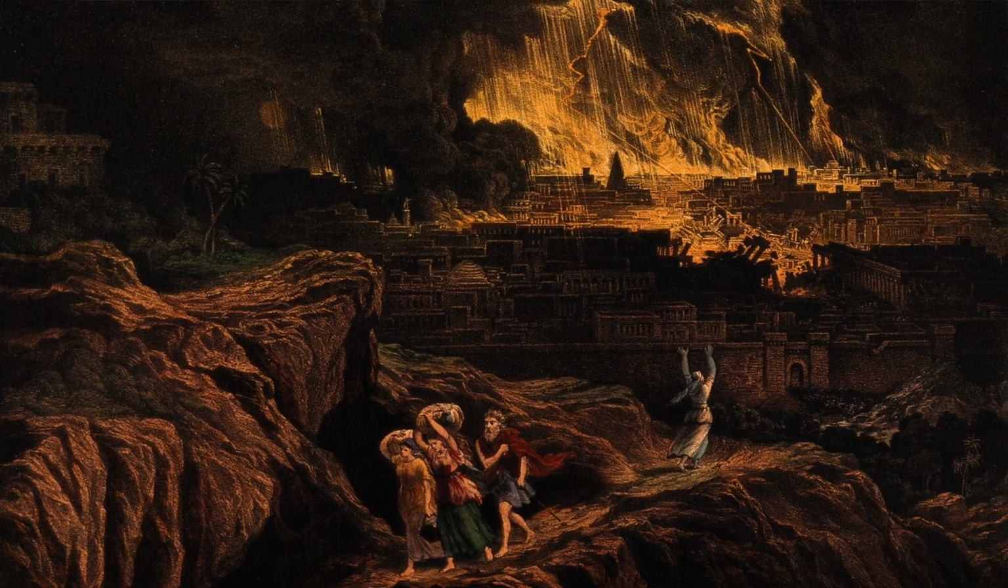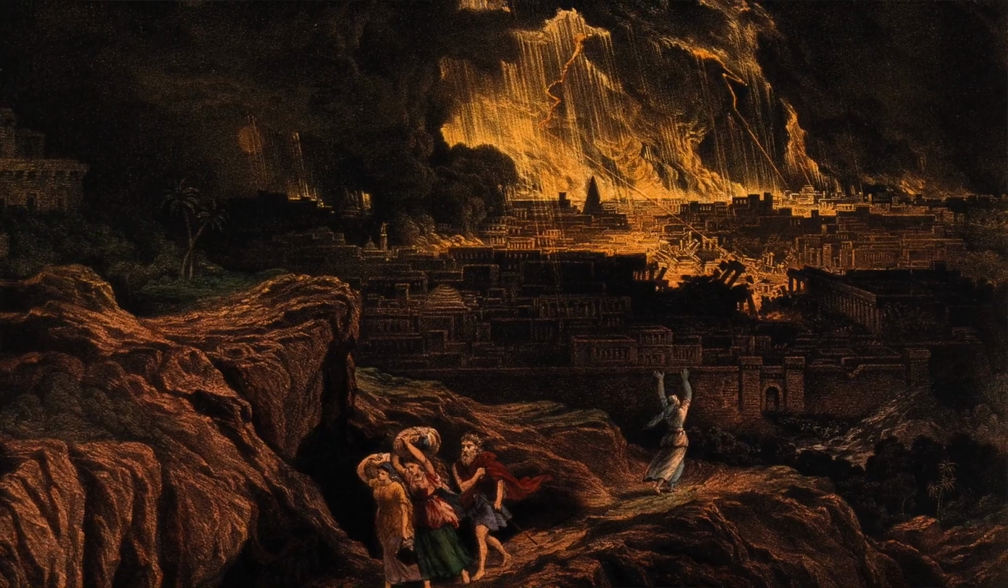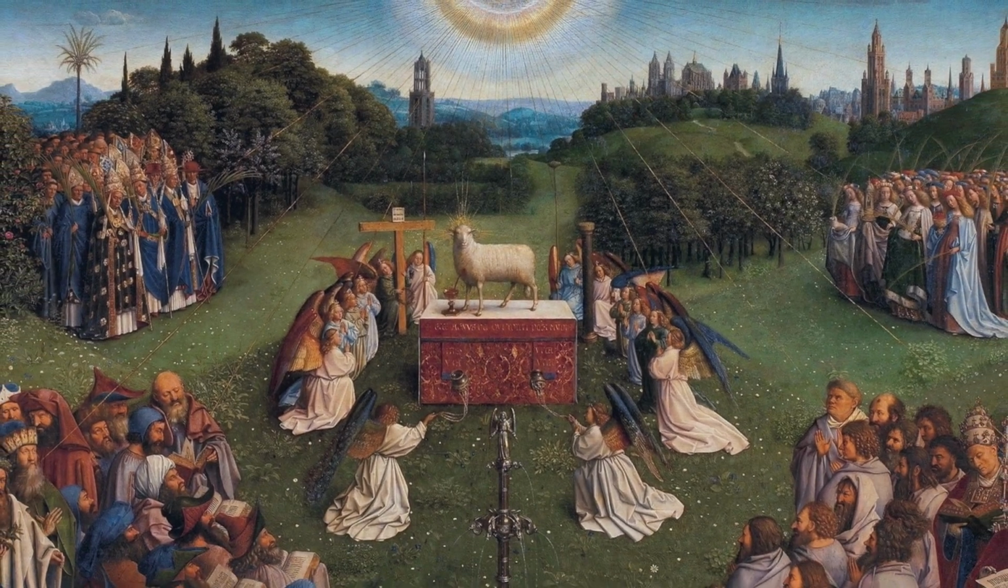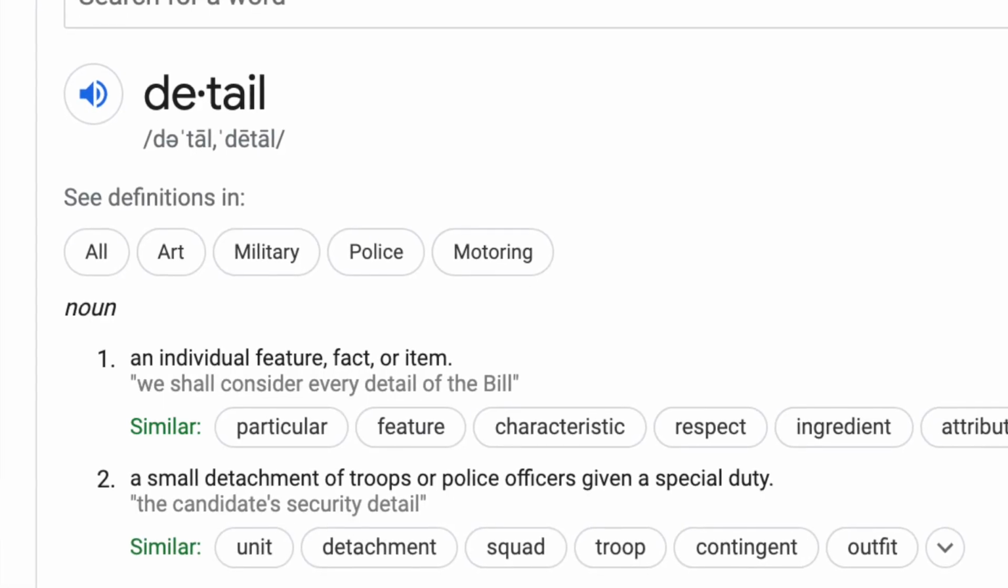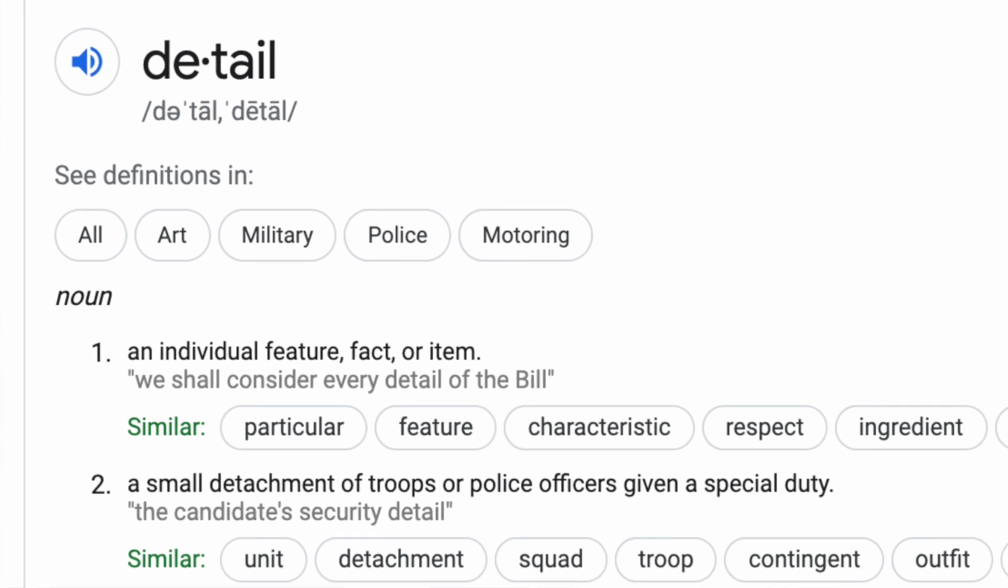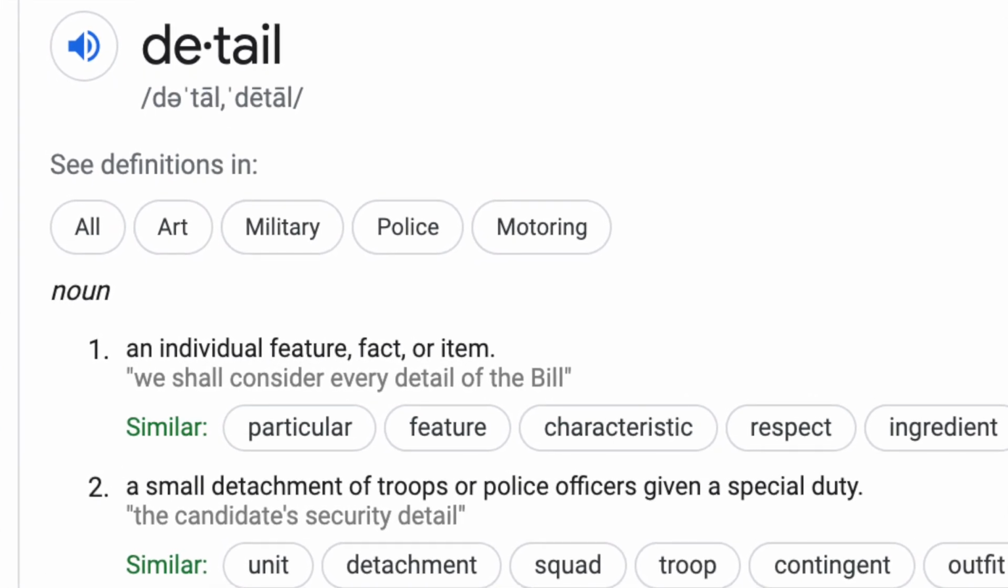And for that reason, I usually breeze right on past it because I don't want to bore my students by telling them something that they already know. I am much more interested in the second definition that Google offers. So what is that second definition, you ask? The second definition Google gives us is, quote, a small detachment of troops given a special duty, end quote.